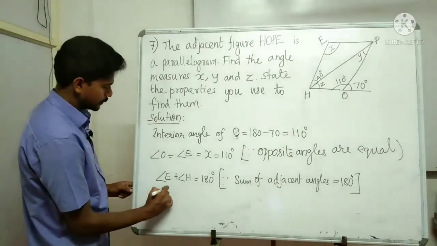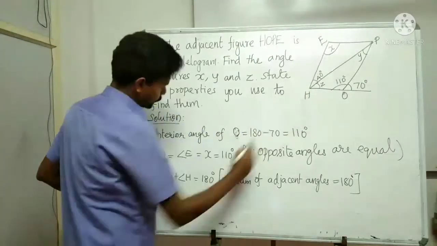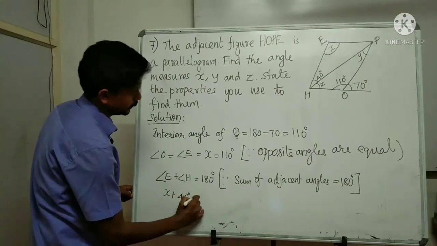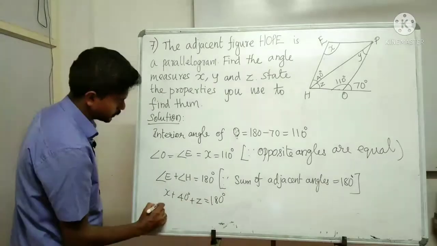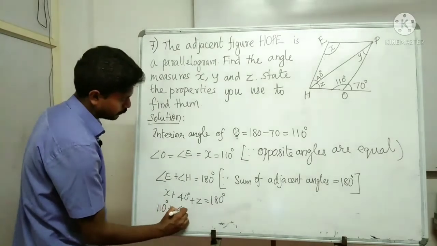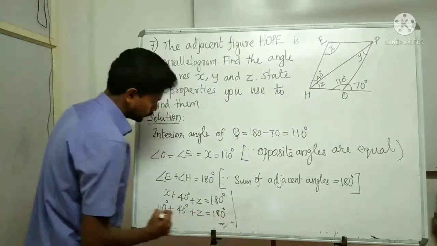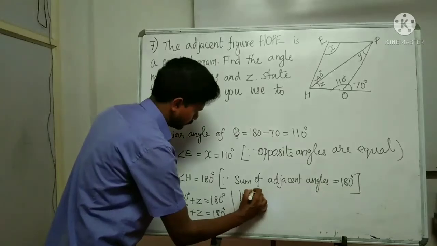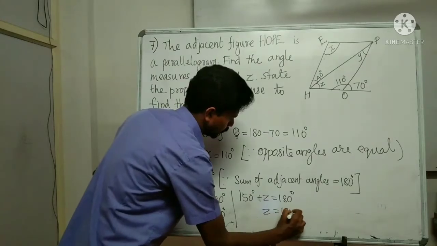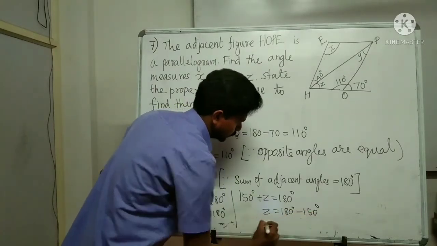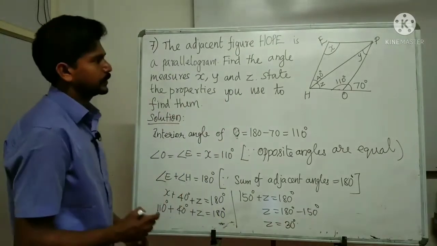So angle E is nothing but x, and angle H is 40 degrees plus z, that is equal to 180 degrees. The x value we already got is 110, so 110 plus 40 degrees plus z is equal to 180. When you add these two, we get 150 degrees plus z is equal to 180. So z is equal to 180 minus 150 degrees. So the z value is 30. So now we got x and z.